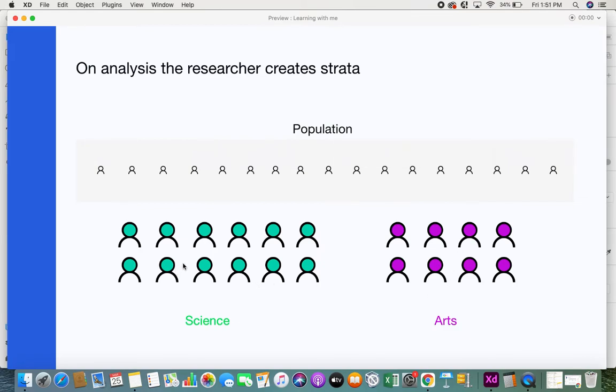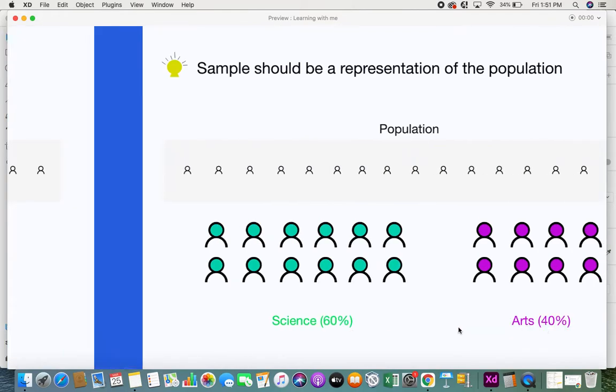So, among the entire population of students who have graduated over 5 years, the researcher created two groups, which are strata. One is the science group and the other one is the arts group. So you have two strata: the students from the science departments and the students of the arts department. Keep in mind these two are called strata.